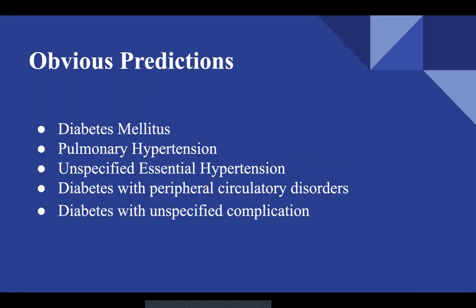Moving on to the next slide, we have obvious predictors. These are the obvious diagnoses that always occur with diabetes or have the word diabetes in their name. Some examples are diabetes mellitus, pulmonary hypertension, unspecified essential hypertension, diabetes with peripheral circulatory disorders, and diabetes with unspecified complications.